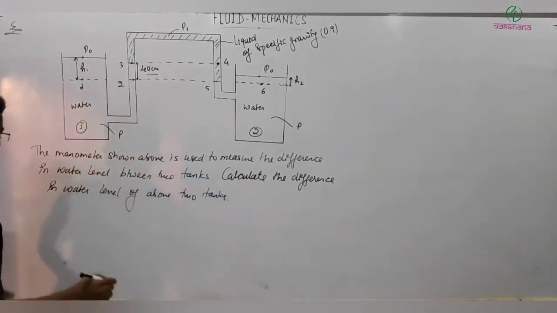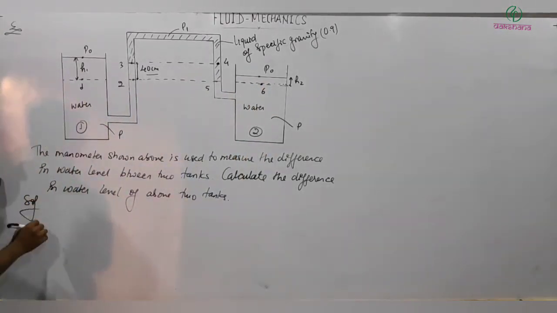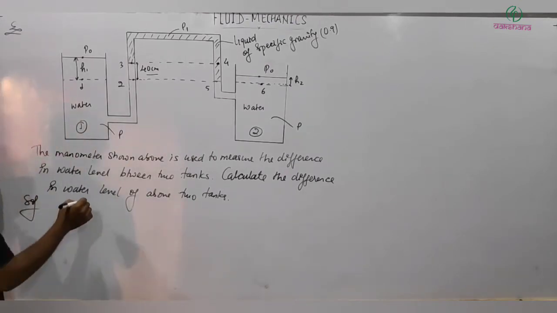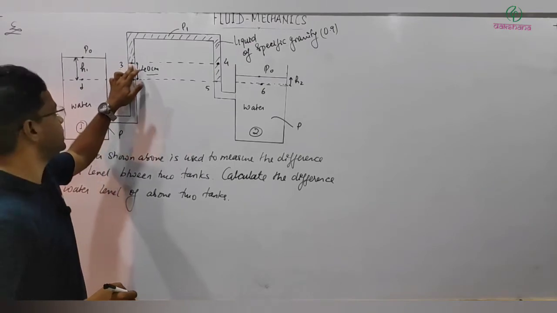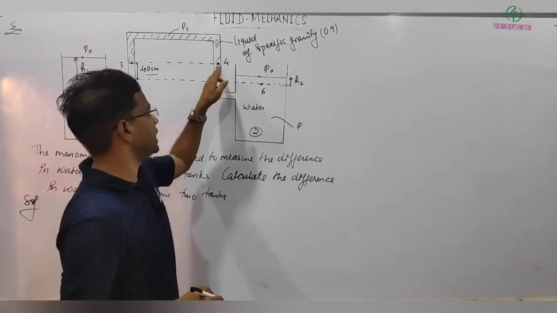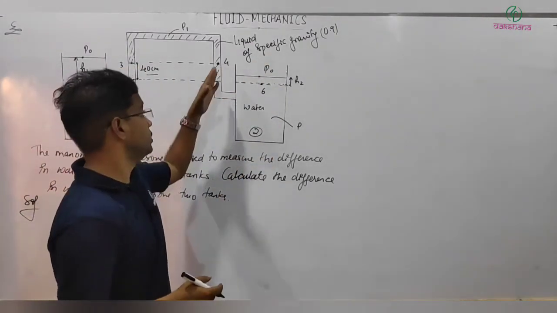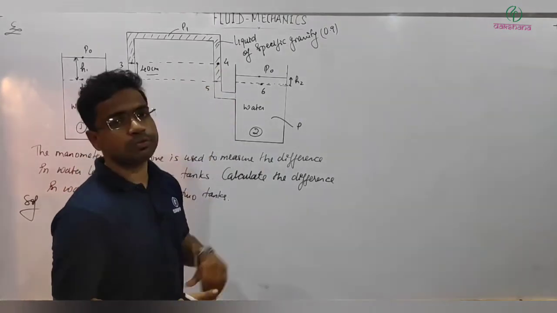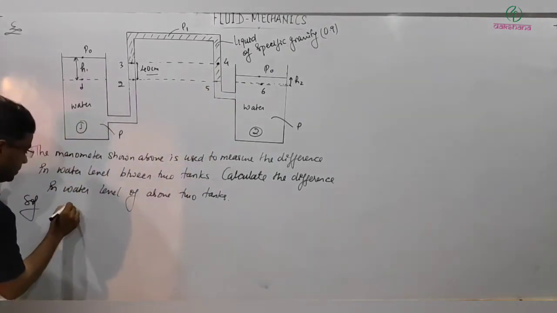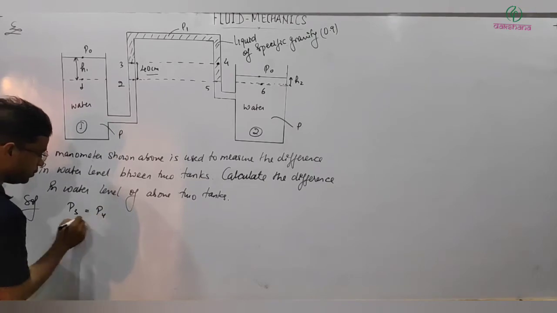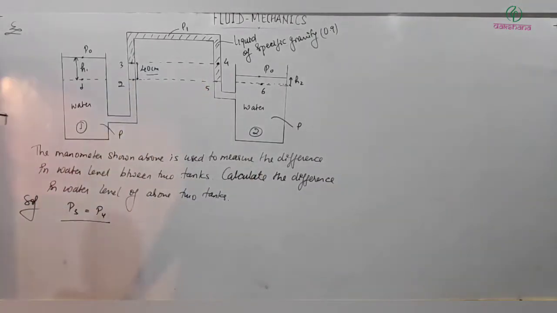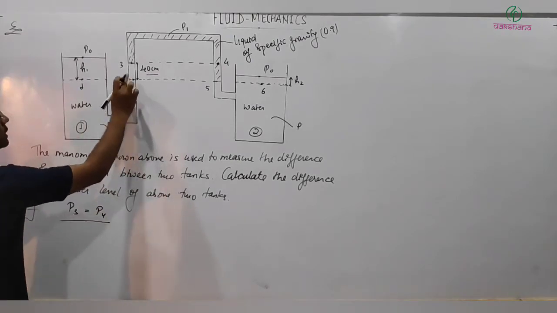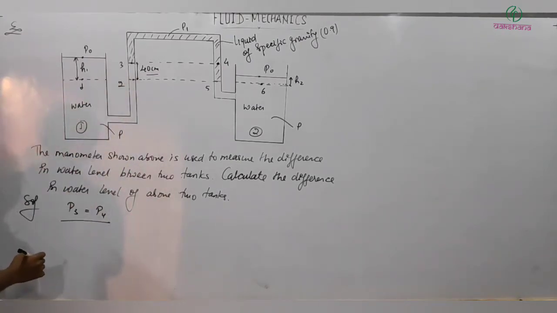Clear? So what we can do is, one way I can write the expression for pressure at point 3. From this way I can write the pressure at point 4, and then both will be equal. So here P3 will be equal to P4 because these are 2 points in the same fluid at the same level. So how can you reach the pressure at point 3?